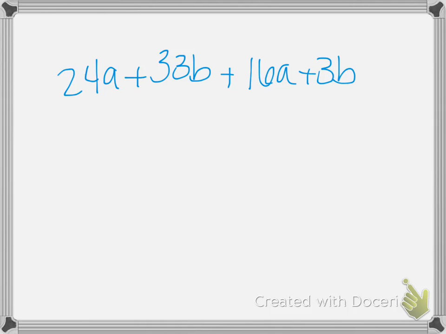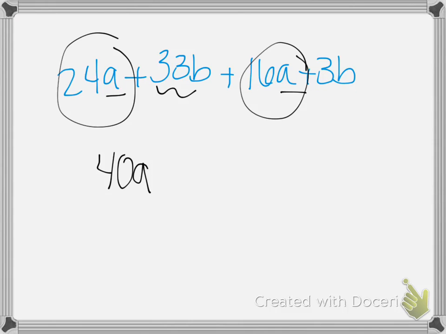Okay, so I'm going to combine my like terms, so I have two terms that are a's, so I'm going to add these together to get 40a. And then I have my b's that I can add together to get 36b. Remember, if we're just combining like terms, the only thing that changes are the numbers in front.